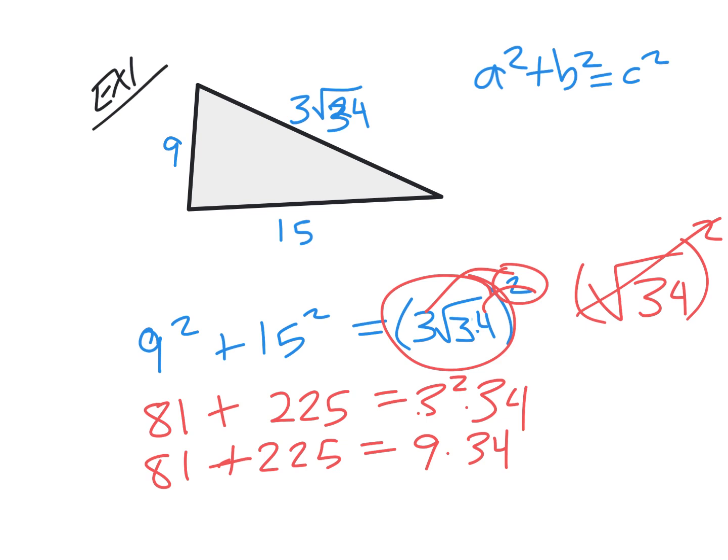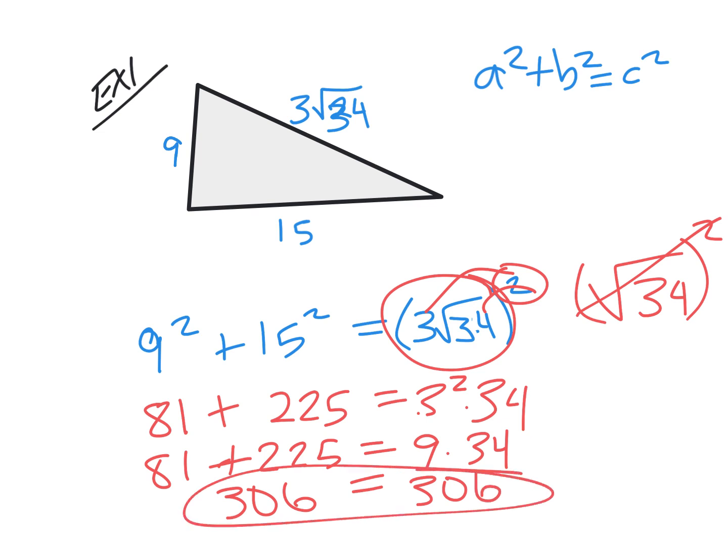So now we just simplify. What's 81 plus 225? 306. And what's 9 times 34? 306. So does 306 equal 306? Yes. So yes, this is a right triangle. And that's the gist of it. Make sense? All right, let's do another one.